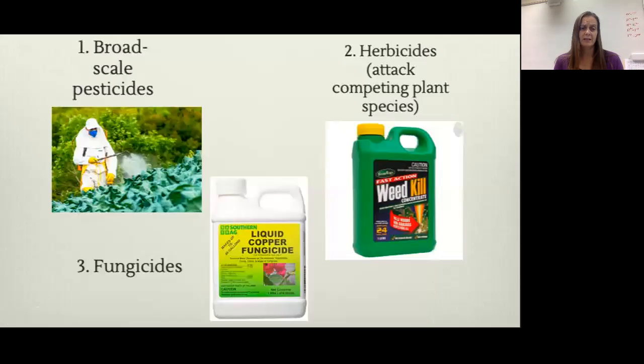Okay, so what is a pesticide? So we can talk about broad scale pesticides. Those have a lot of applications. And then we can start talking about more specific pesticides. And so that would be things like herbicides. Herbicides kill plants. The idea is that you want to kill the competing plant species. There are also fungicides. So fungicides attack fungal problems. Most of the time you use these in home gardens or on ornamental plants as well.